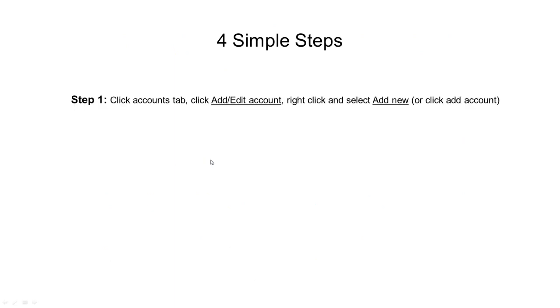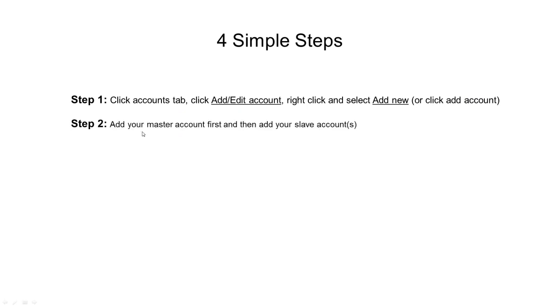Okay, so there's 4 simple steps to get this up and going. First step is you're going to need to add your accounts. So you're going to click the Accounts tab on the Informer tool. Then you're going to click the Add or Edit Account link. Then you're going to right-click and select Add New, or you can just click the Add Account button. So all you're doing is adding an account.